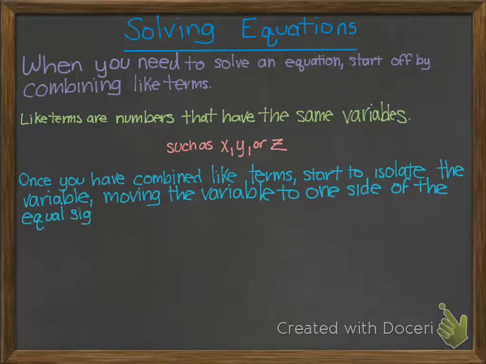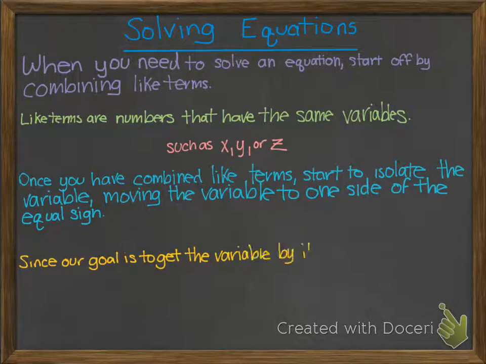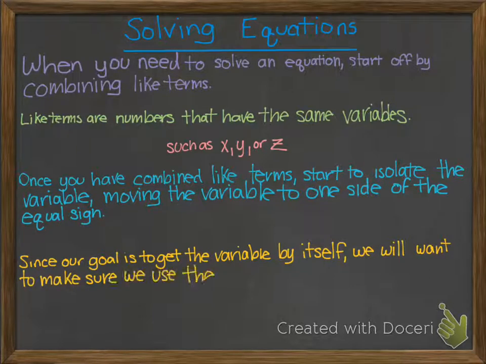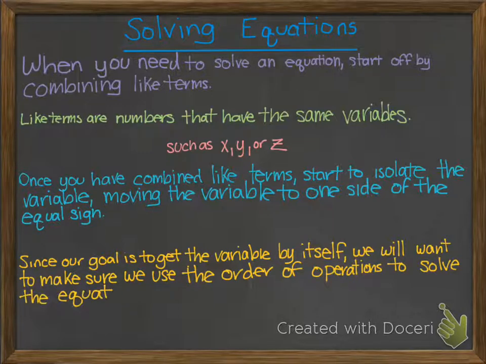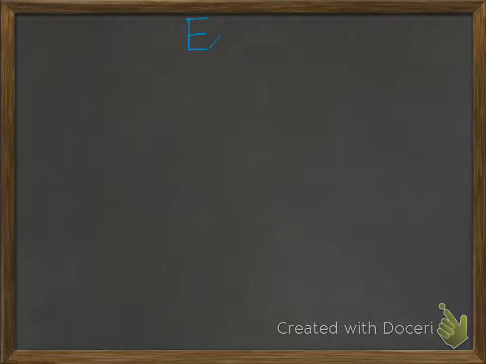Since our goal is to get the variable by itself, we will want to make sure we use the order of operations to solve the equation. The order of operations is parentheses and exponents, multiplication and division, and addition and subtraction. For isolating the variable, we're going to use these in the reverse order. Let's move on to some examples.